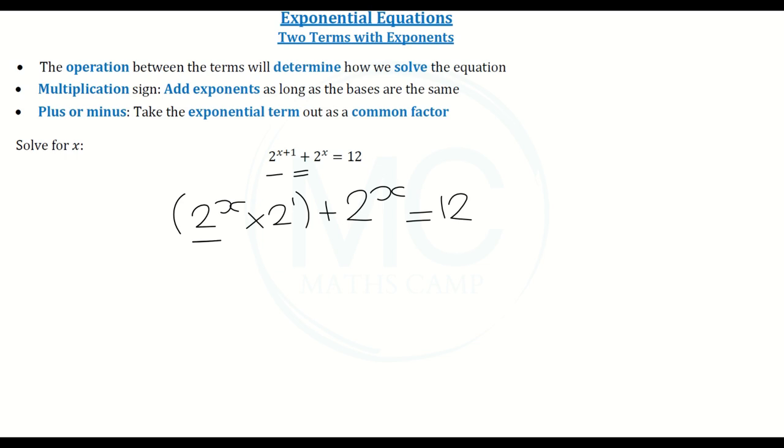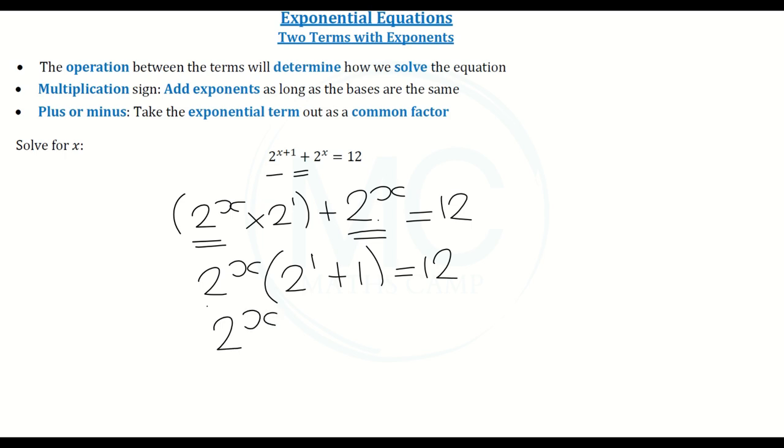Now we have 2 to the power of x over here and over here, and we can take it out as a common factor. So I can say 2 to the power of x, open a bracket. From the first term, I'm left with 2 to the power of 1, plus 2 to the power of x divided by 2 to the power of x leaves us with 1. Let's close our bracket, and we make this equal to 12. Now we've got 2 to the power of x outside of the bracket. Inside the bracket, we have 2 to the power of 1, which is simply 2. 2 plus 1 gives us 3. And we make this equal to 12.